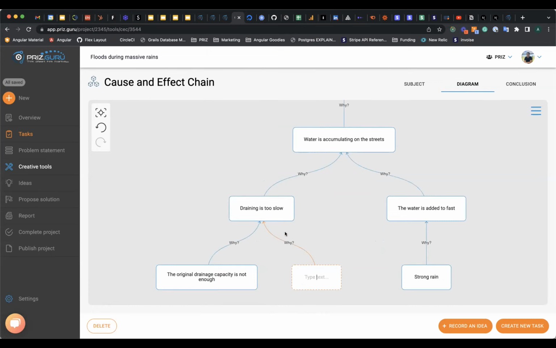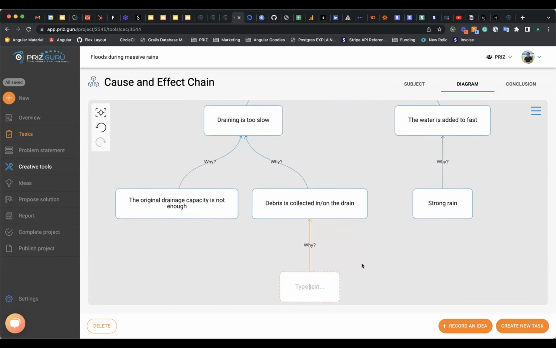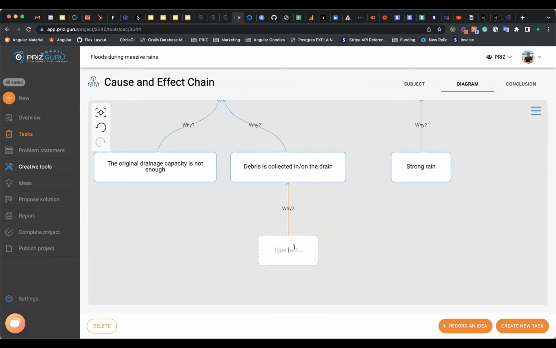Is it the debris? Debris. How do I spell it? Debris. Yeah, this one. Debris is collected in or on the drain, right? Why is that happening? Potentially there is clogged drainage. Well, this is the same drainage, right? We have leaves and the actual debris, whatever the debris is. Let's concentrate on the leaves. Leaves, exactly. Area.